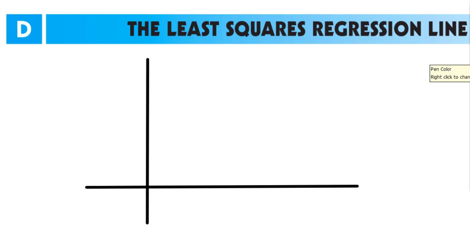Now part D for the AA students, and I guess it will be part E for the AI students. It's about the least square regression line. It's again the same line as we discussed in the previous part, the line of best fit, which was subjective. Remember when we had our points on a scatter diagram, we tried to draw the line of best fit by eye.